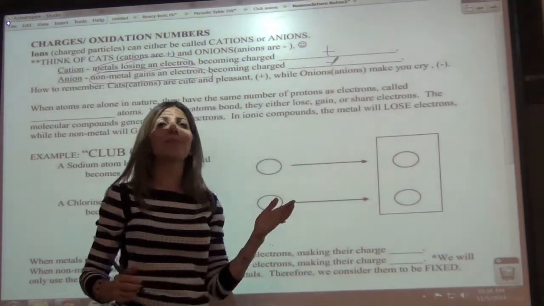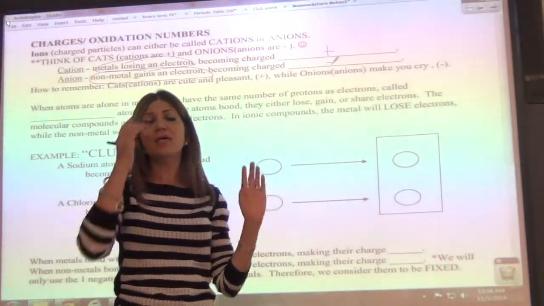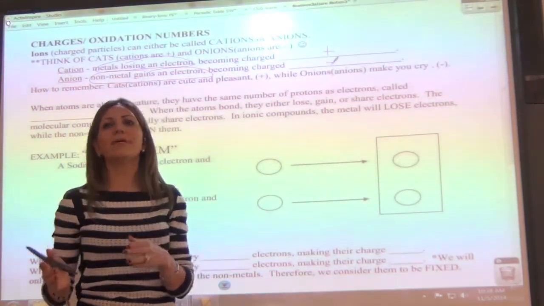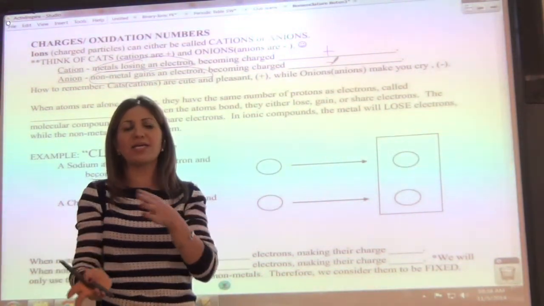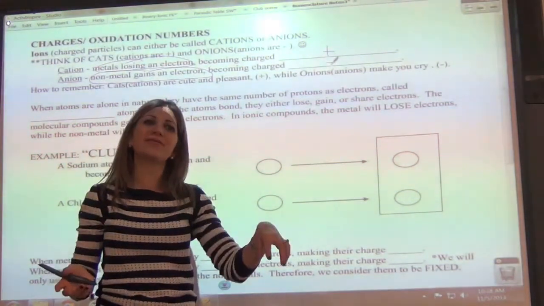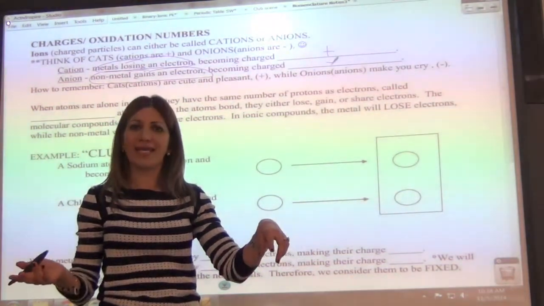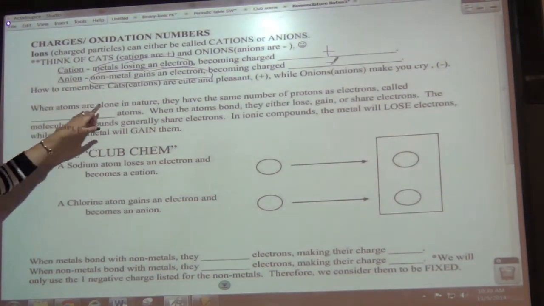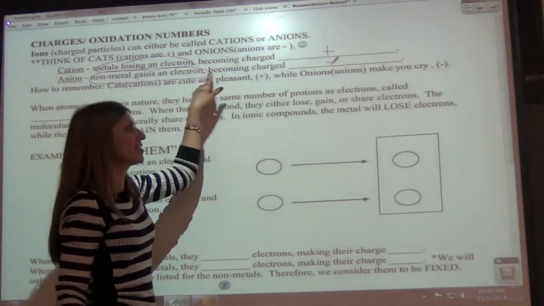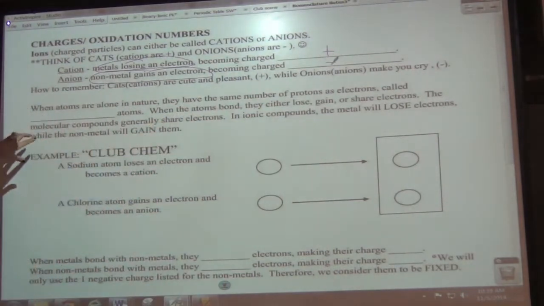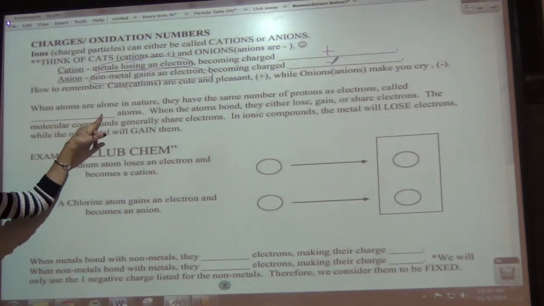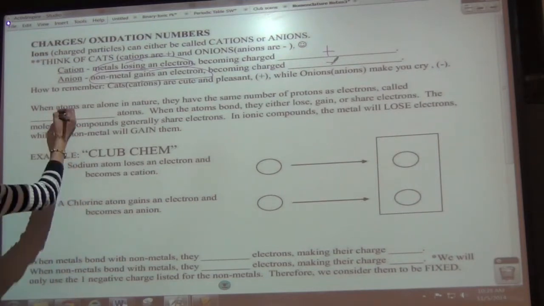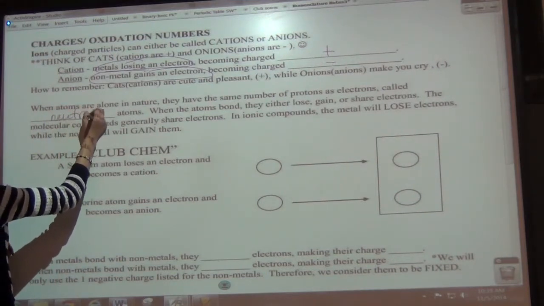Now, you may have seen some positive charges on the nonmetals. We're not going to talk about those at this time. The only thing I'm going to tell you is, because we're doing metals with nonmetals, if the metals are losing, the nonmetals have to be gaining. Perfect. Okay? So we have to have opposites on there. So we always said the cats are cute and pleasant, positive; onions make you cry, those are going to be negative. When atoms are alone in nature, they have the same number of protons as electrons, so we call them neutral. Very good.